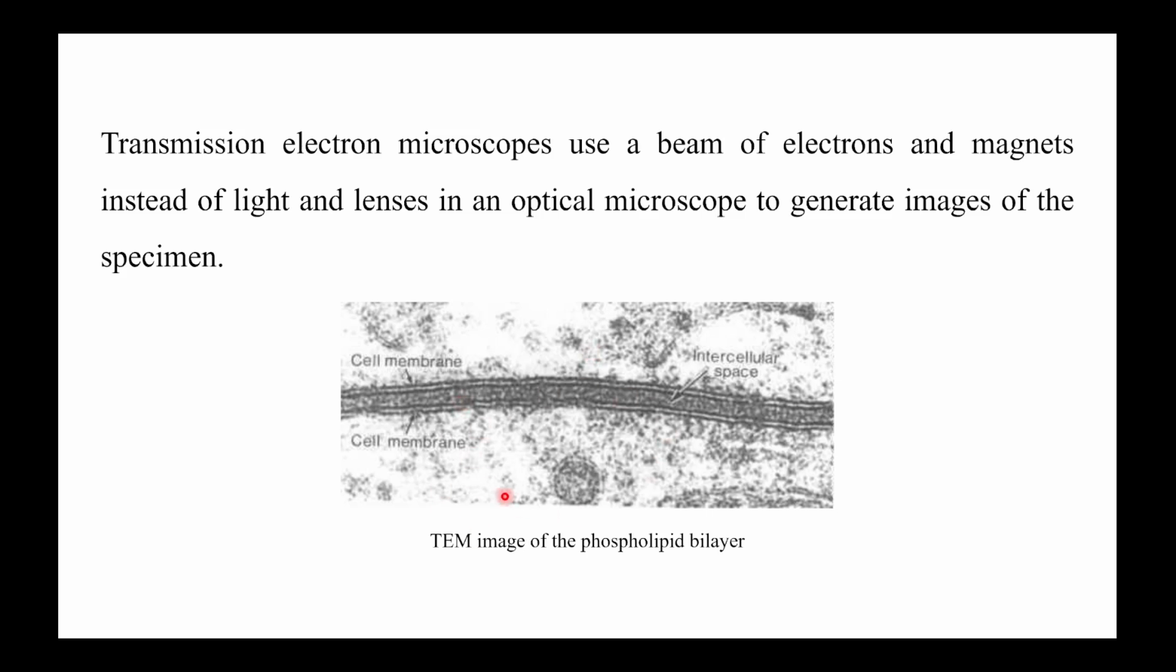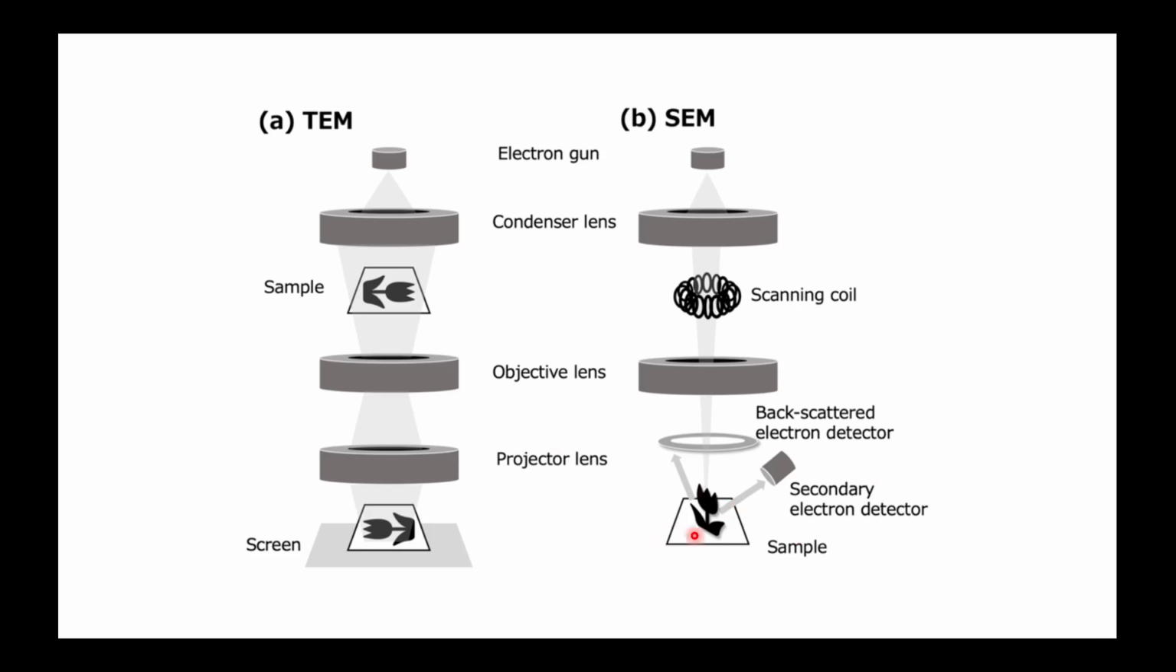So, this is a TEM image of a phospholipid bilayer where you can see the intercellular space of the bilayer. If you would have done a SEM on this, scanning electron microscope, you would have only seen the surface of the sample. So, in SEM, it hits the sample and bounces back, and those bounced back electrons are captured by the detector. So, only the surface is scanned and surface can be imaged. Whereas in transmission electron microscope, the internal structure of the sample can be seen.